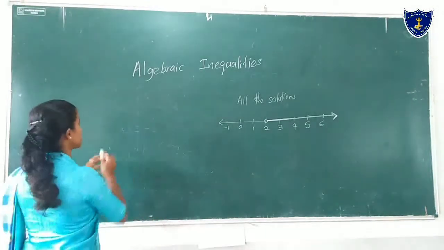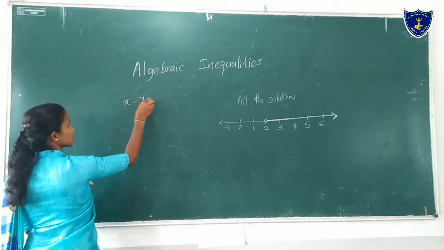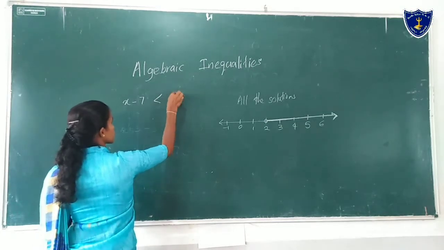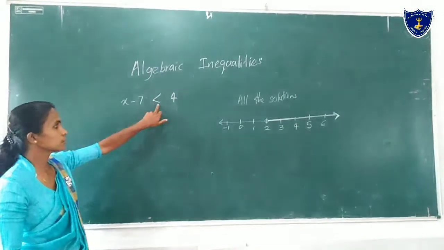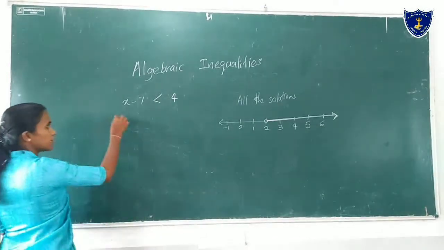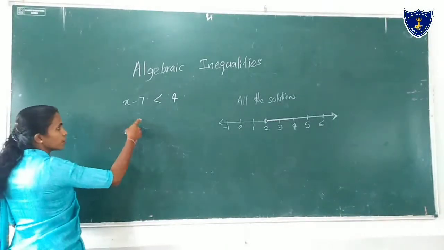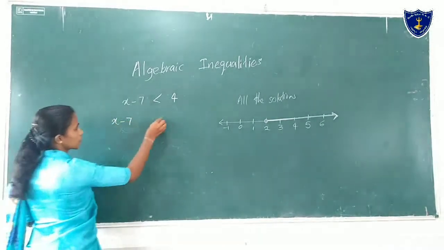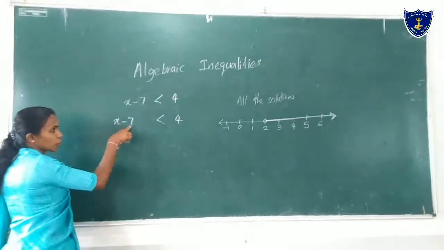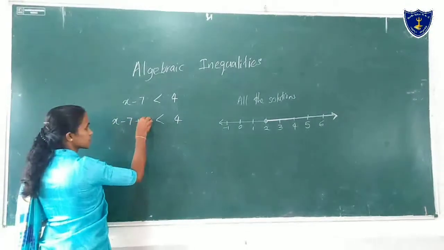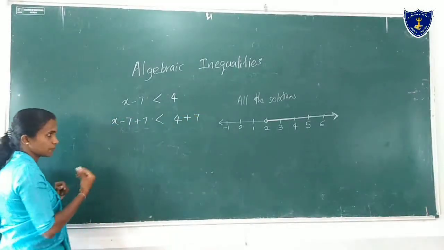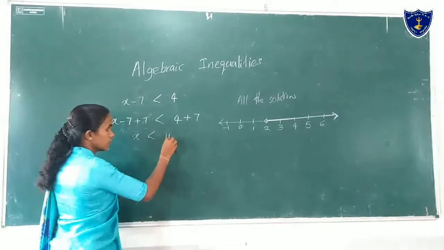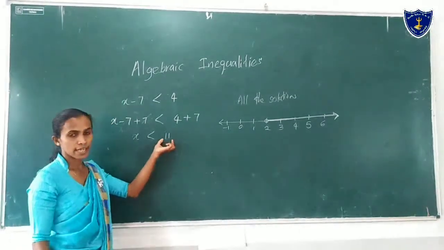The second one. x − 7 < 4. Now let's find the value of x which satisfies this inequality. To remove minus 7, you have to add 7 to both sides of this inequality. x < 4 + 7, which is 11. x should be less than 11.